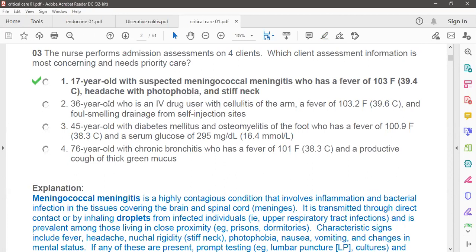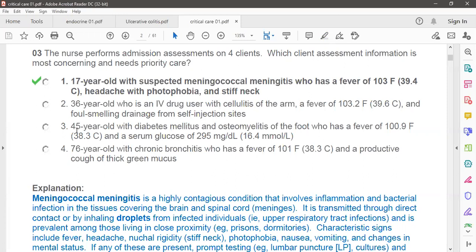Patient number 2 is a 36-year-old IV drug user who develops cellulitis in the arm, also with a fever of 103 and foul-smelling drainage from the injection site. Patients number 1 and 2 both have a fever, but keep in mind number 1 attacks the brain. Patient number 2 is important as well, but not like number 1. This is local tissue damage, but in number 1 the brain meninges are involved.